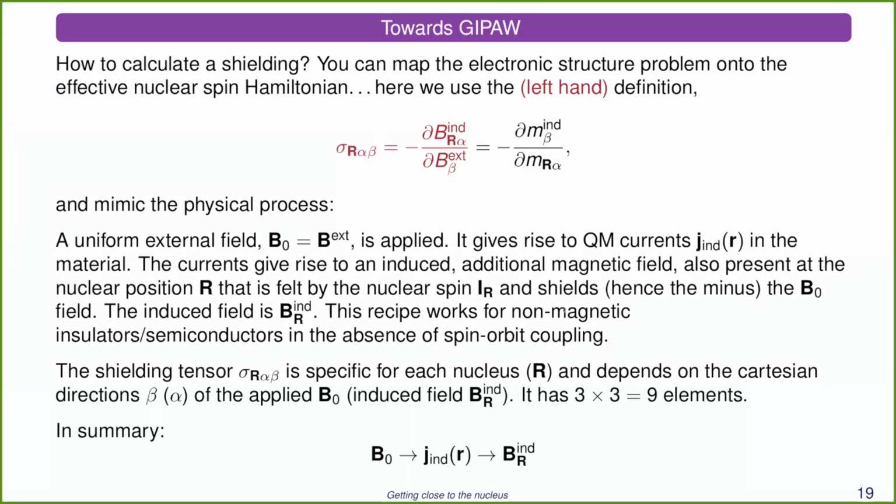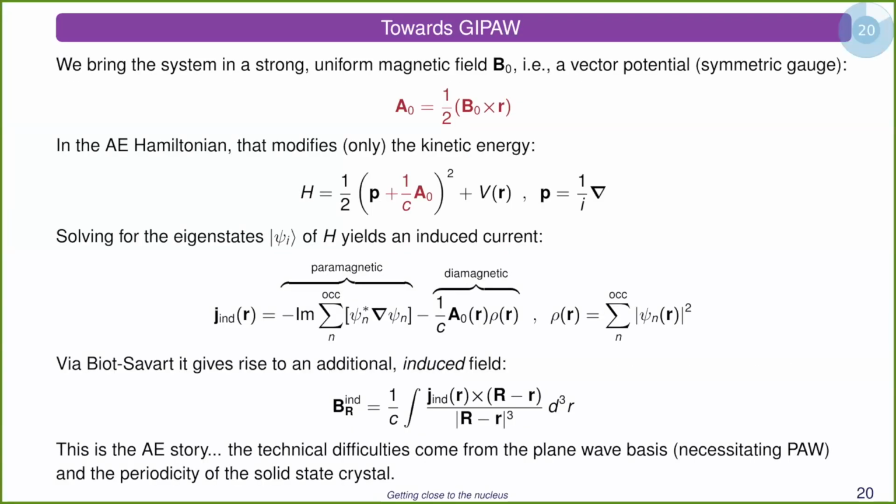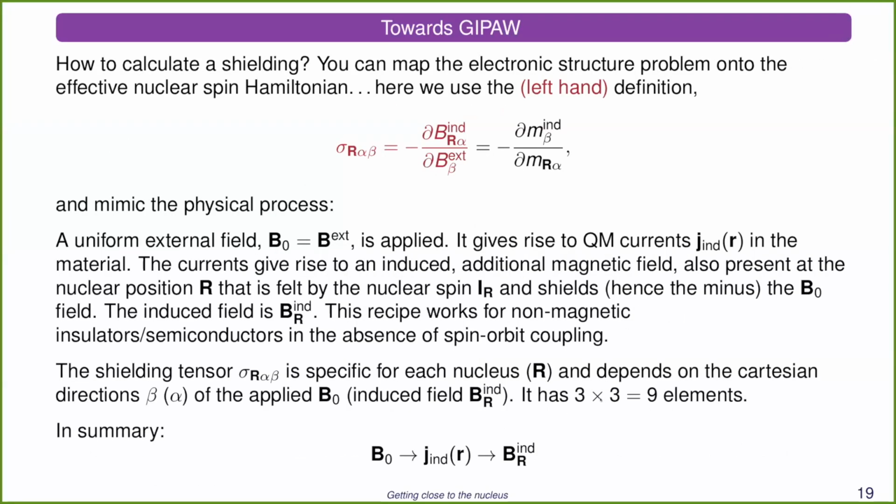This is a recipe, and this works for insulators and semiconductors in the GIPAW in absence of spin orbit coupling. We will come to that at the end of today's talk. Again, it's summarized. It's specific for each nucleus, depends on the Cartesian directions of the applied field and of the induced field. So there are 9 elements, and in principle, there are 9 different elements. Again, tomorrow we will see in practice, it's not like that, but in principle, it is like that. And this tensor has 9 independent elements.